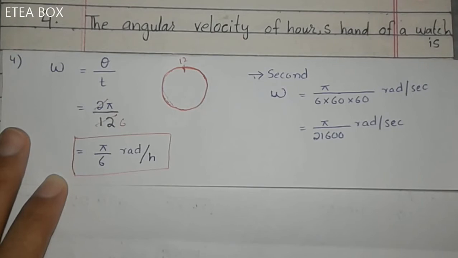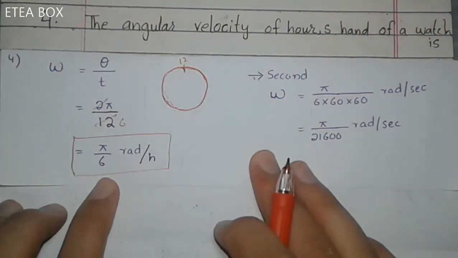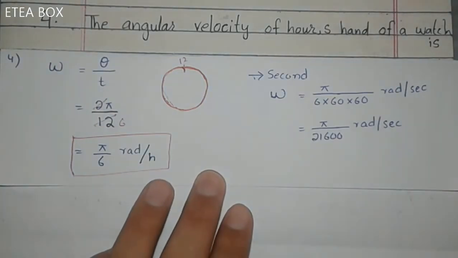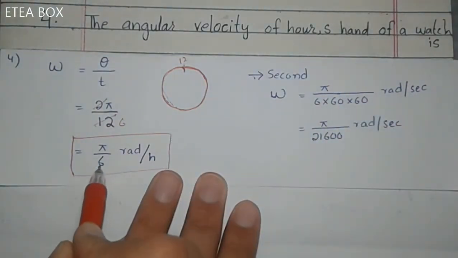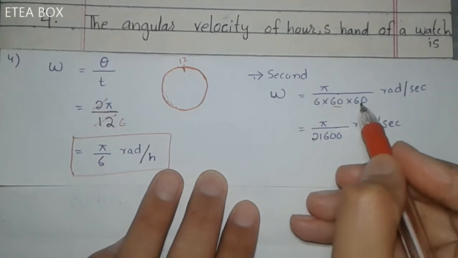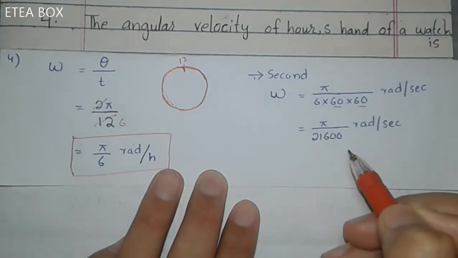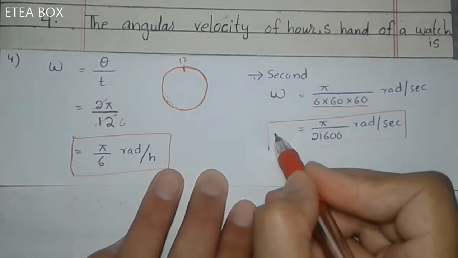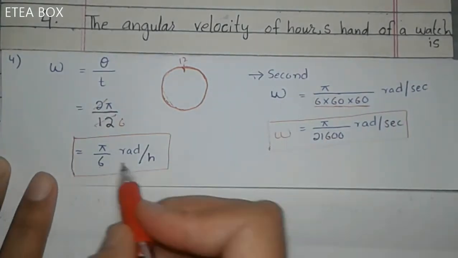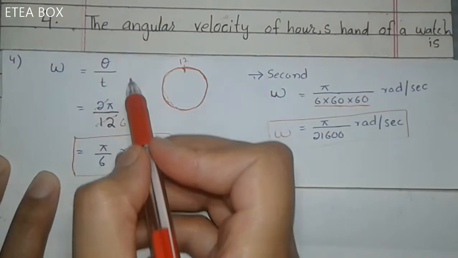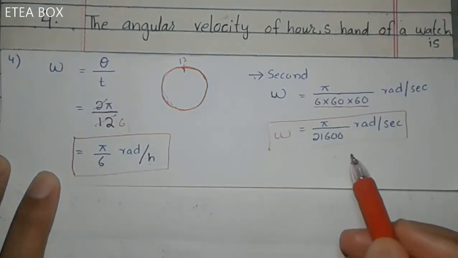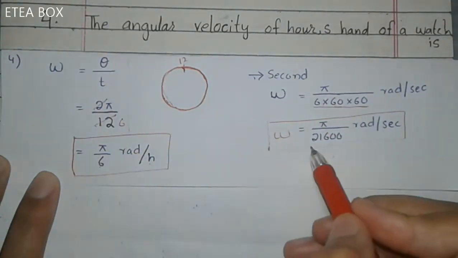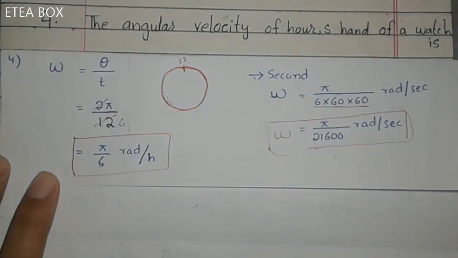But if the options are given in seconds, then you have to convert this hour into second. Now what you have to do is pi by 6, we know that 1 hour contains 60 minutes and 1 minute contains 60 seconds. Then multiply these terms, you will get the answer in radian per second. If the options are in radian per hour, then you have to do this one. If the answer is in radian per second, then you have to do an additional step like this one. Then you will get the answer.